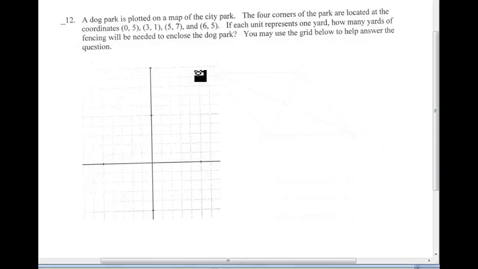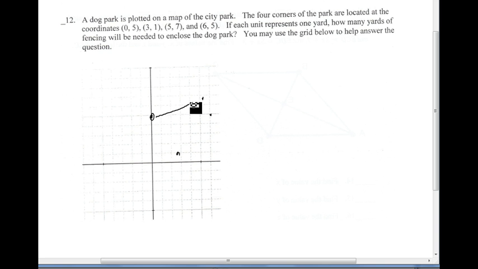This problem was the same for honors and regulars. You're going to do a dog park. It's going to start at (0, 5). There's (0, 5), right there. (3, 1), 1, 2, 3. Somewhere around here, (5, 7), maybe here. And (6, 5). Probably wrong about that being 7.